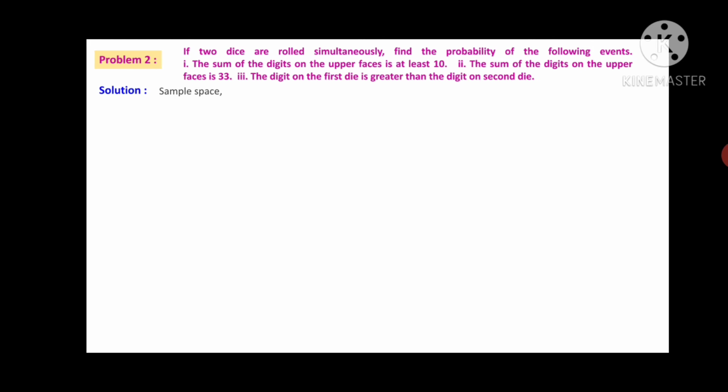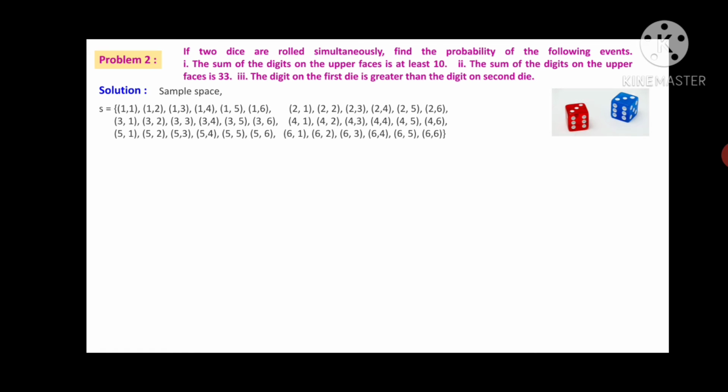The sample space, when two dice are thrown, will be written as 1 1, 1 2, 1 3, 1 4, 1 5, 1 6. Then 2 1, 2 2, 2 3, 2 4, 2 5, 2 6, 3 1, 3 2, 3 3, 3 4, 3 5, 3 6, 4 1, 4 2, 4 3, 4 4, 4 5, 4 6, 5 1, 5 2, 5 3, 5 4, 5 5, 5 6, then 6 1, 6 2, 6 3, 6 4, 6 5, 6 6. Like that we are getting N of S is equal to 36.